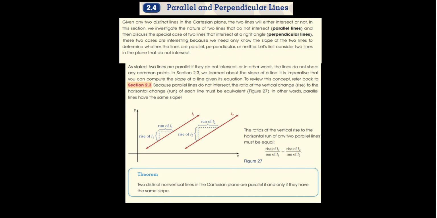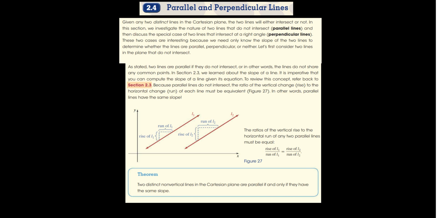Okay, so as stated, two lines are parallel if they do not intersect, or in other words, the lines do not share any common points. Okay, so let's see. Without having to read all that, let me see if I can skim through here. Well, in all honesty, we can cut straight to this. In other words, parallel lines have the same slope.